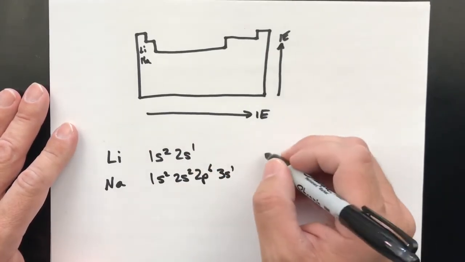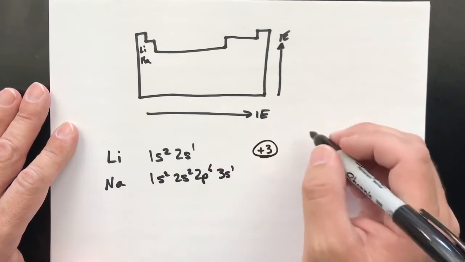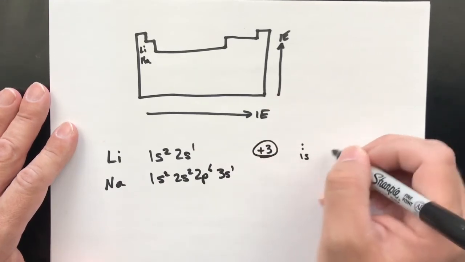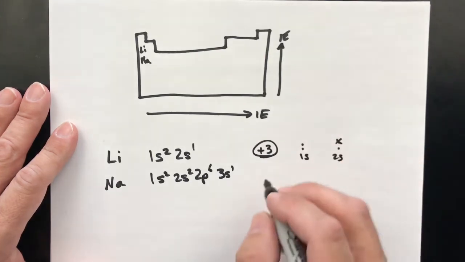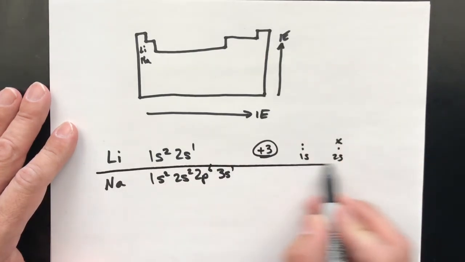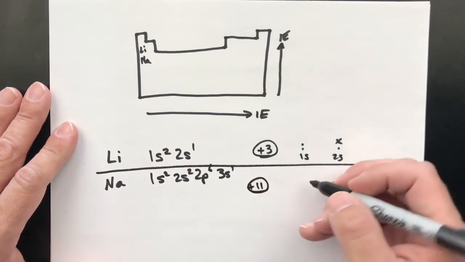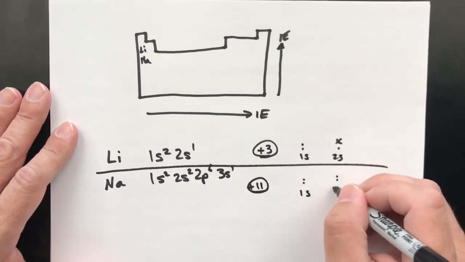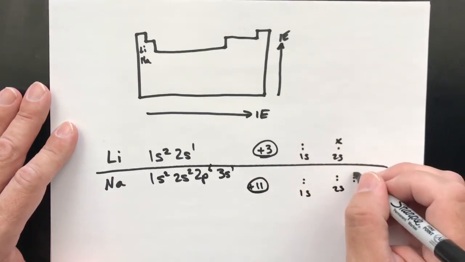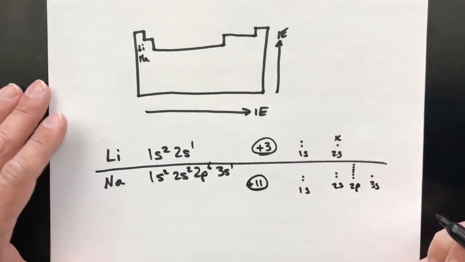So if we do the most probable distance diagrams for lithium, that would be a +3 in the nucleus, 2 electrons in the 1s, 1 in the 2s. And then for sodium, we would have 11 protons in the nucleus for +11, 1s2, 2s2, 2p6, and then this lone 3s electron out here, all right?